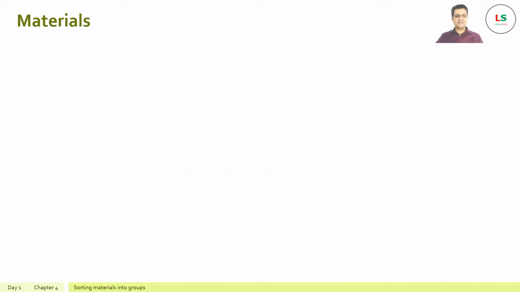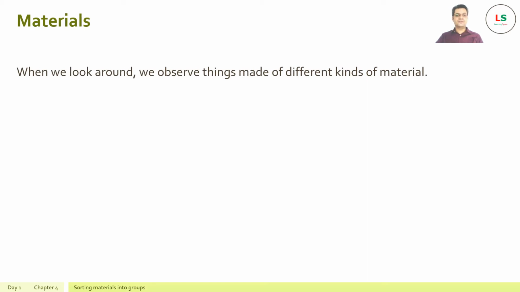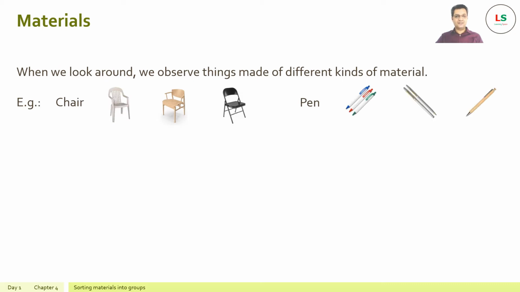Next we have materials. When we look around, we observe things made of different kinds of material. Like we can have a chair made from plastic, wood or steel. And we can have pens which can be made from plastic, metal or wood. Now all the materials around us are made of matter. Let's try to define matter. Matter is anything that has mass and occupies space.